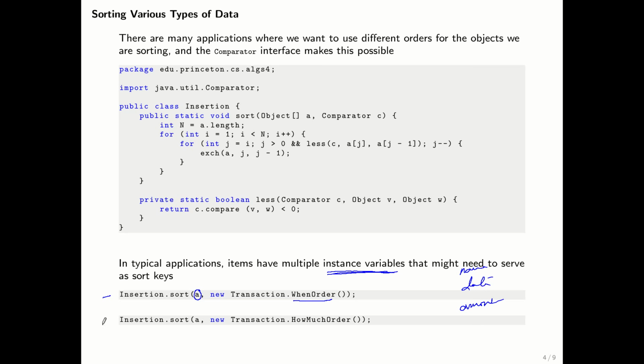And then let's say that you want to sort the transaction objects not by date but by amount. In that case, I simply call sort again, giving it the array of transaction objects as the first argument, and for the second argument I give it a new comparator, the HowMuchOrder comparator. Again, this is a public static class inside of transaction. I'm simply calling its constructor, which gets me an object of type HowMuchOrder, which implements the comparator interface. So what I have here is a comparator object, and that's what is being passed as the second argument. Once this method is done, the objects in A are going to be ordered according to the transaction amount. Notice that the sort method is very general. It allows you to sort an array of any kind of object, provided you give it a suitable comparator.